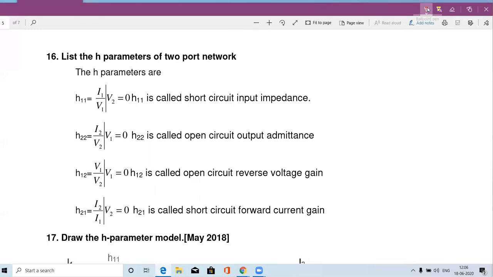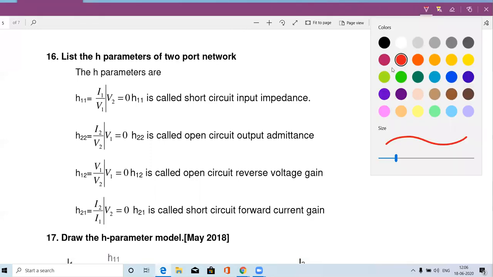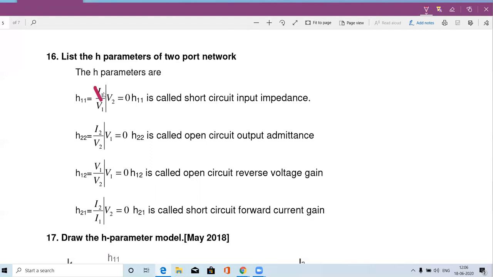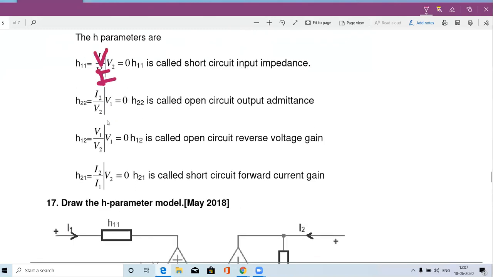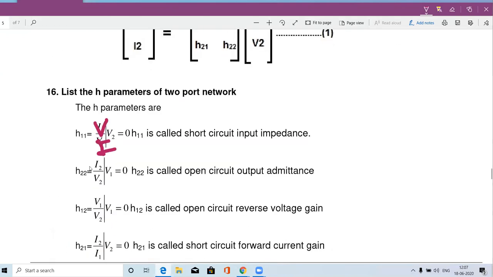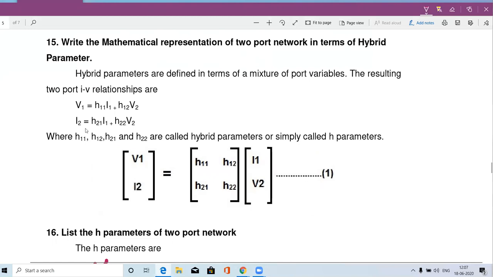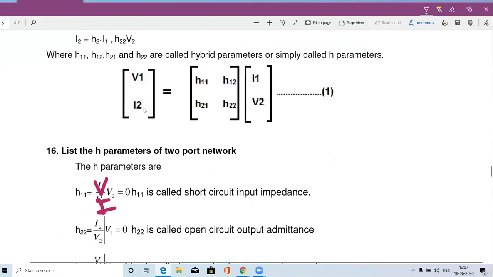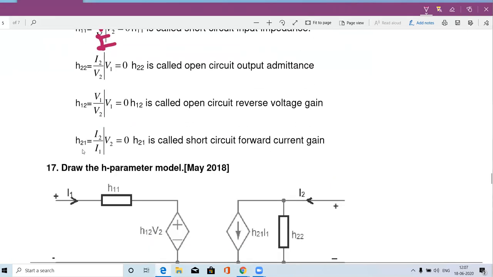This is V1 divided by the current I1. So V by I is called H11. Similarly, H22 is I2 divided by V2. From this equation we can write: H22 is nothing but I2 by V2, H12 is nothing but V1 by V2, and H21 is nothing but I2 by I1.